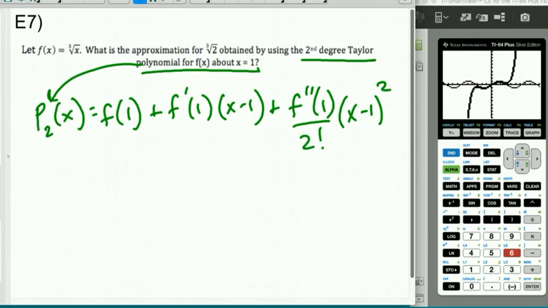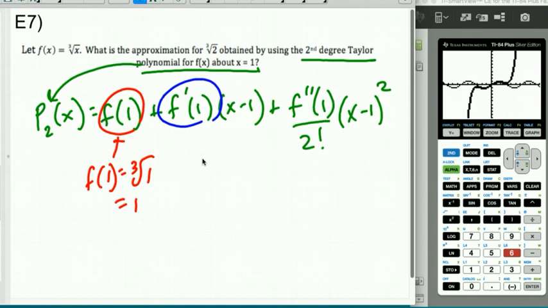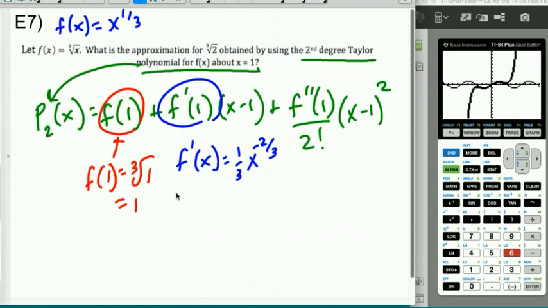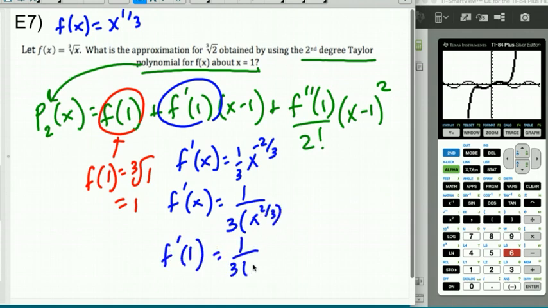So you need to find this value, which is pretty easy. f of 1 is just the cube root of 1, which is 1. You need to find this value. Well, f prime of x, since this is actually f of x equals x to the 1/3, right? So this is going to be 1/3 x to the negative 2/3, right? Or it looks like this, right? f prime of x is a 1 over 3 times x to the 2/3. Well, that means that f prime of 1 is a 1 over 3 times 1, or just a 1/3, right?